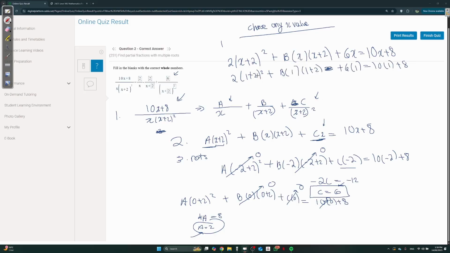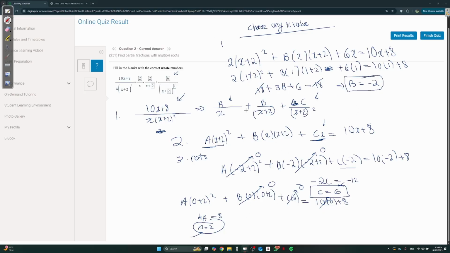Let's fix it. So 2 times 1 plus 2 squared is 3 squared times 2. So 9 times 2, 18. Plus b times 3 is 3b plus 6 equals 18. So this 18 and 18 cancelled. 3b plus 6 equals 0. So b equals negative 2. So as you can see here, we found our a, we found our b, we found our c.